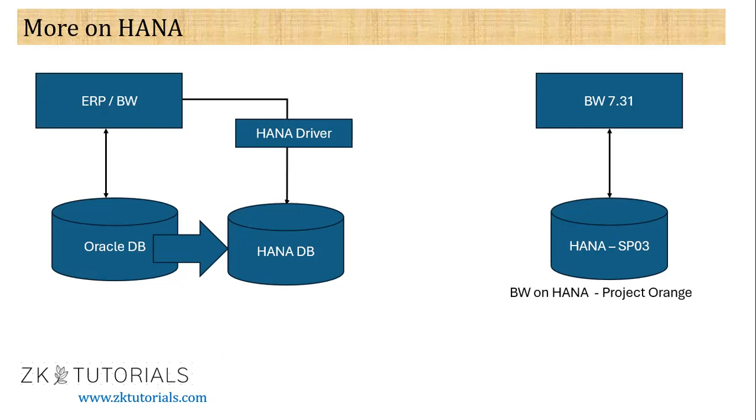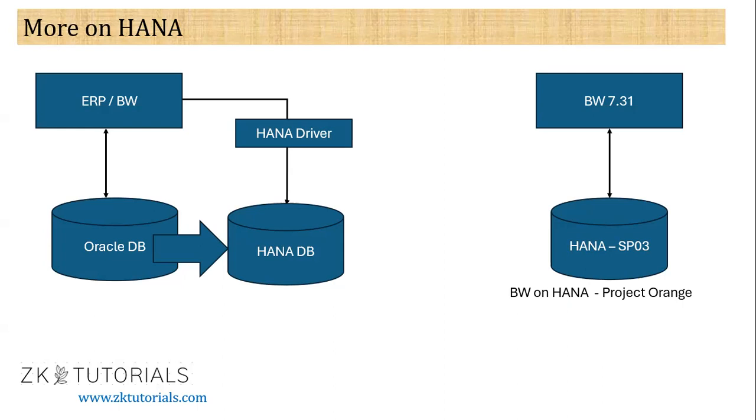If you are on BW version 7.31 and on SAP HANA SP03, you can directly run your system on HANA. Is it clear? An interviewer may ask you which is the minimum version of HANA needed to run BW on HANA. SP03 is the minimum version of SAP HANA to run BW. So it basically becomes BW on HANA, also known as Project Orange.